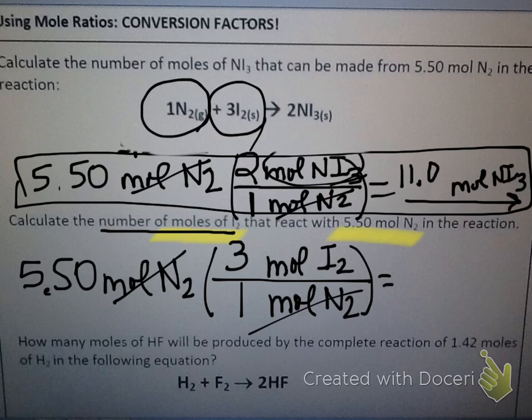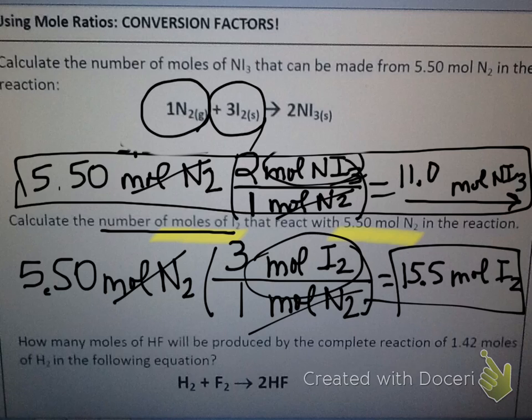So we have 5.5 times 3. Well, that's 16.5. And our units are going to be moles of iodine. So we need 16.5 moles of iodine for every 5.50 moles of nitrogen that react. That's the answer. Not too bad, right? Let's look at a different one.